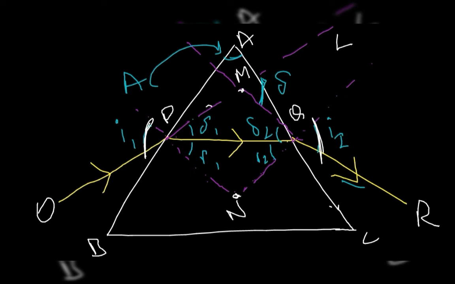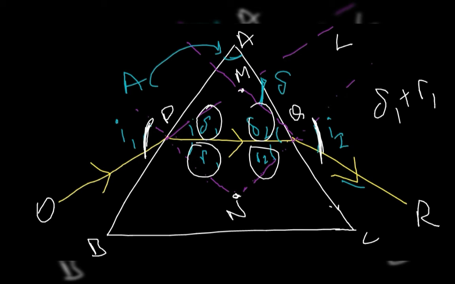That means these two are also constant, and these two are also constant, always. Understand? If these two are equal, meaning delta 1 plus R1 is equal to delta 2 plus R2. Now the deviation in that case, in most cases actually, in our normal prism, this is equal to this, so R1 is also equal to R2.